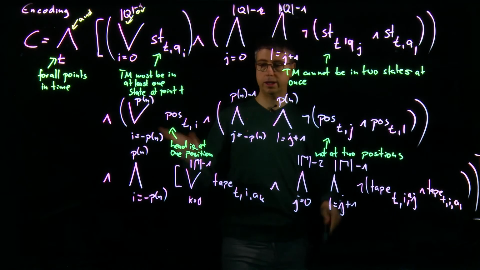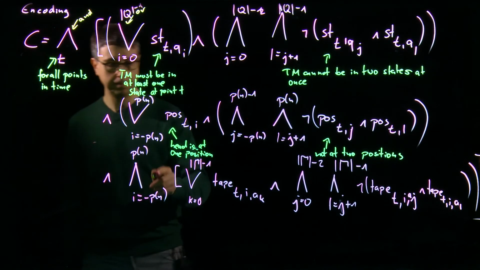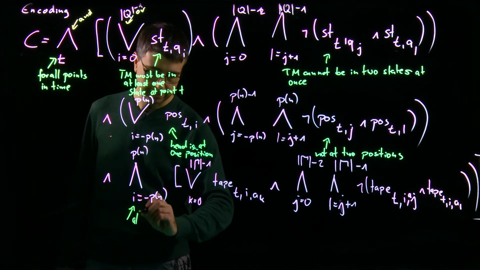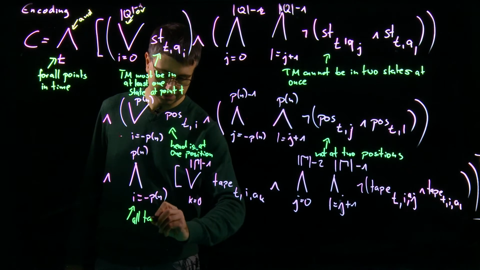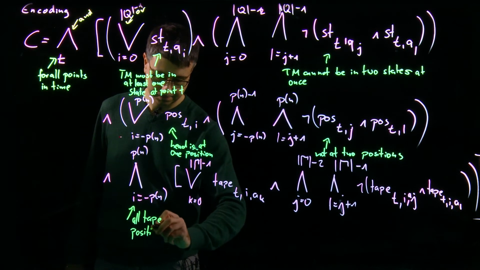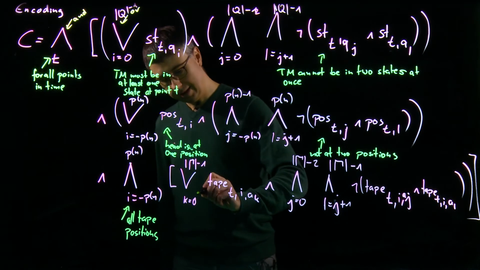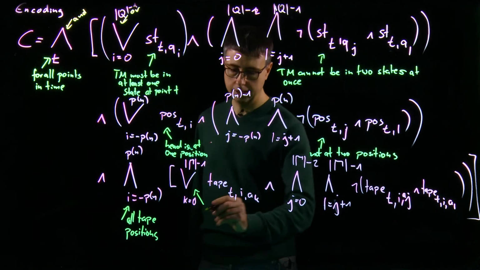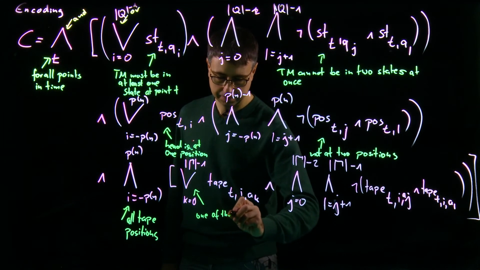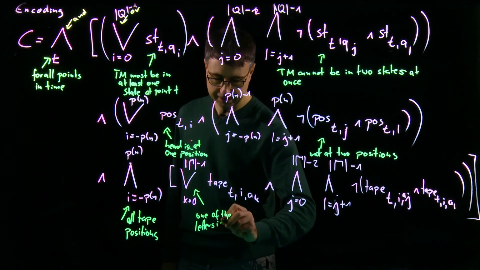So this is actually the formula, and I'll go through it in detail. This one here is, again, it's for all tape positions. This is one of the letters is in the cell.